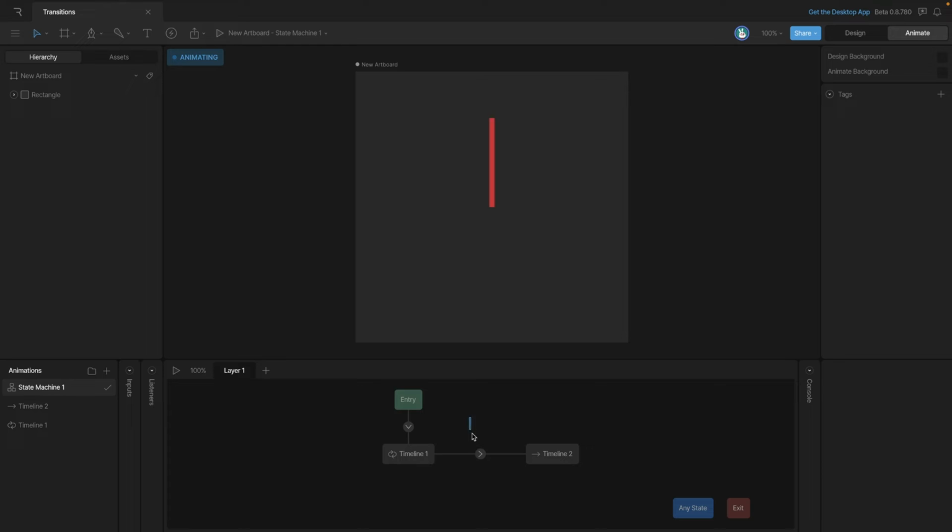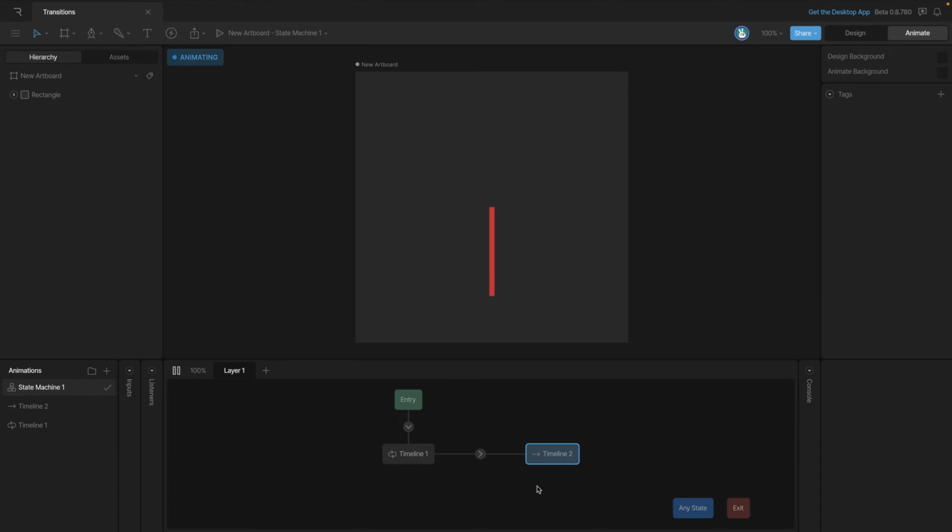Now, if we look at the state machine, we've got the transition from our looping animation to the timeline that has no keys. Our exit time is set to 100%, and our duration is set to 500 milliseconds. So essentially what we have is that we're going to play timeline 1 completely, and then we will transition to the next timeline over 500 milliseconds. Now let's play the state machine and see what happens.